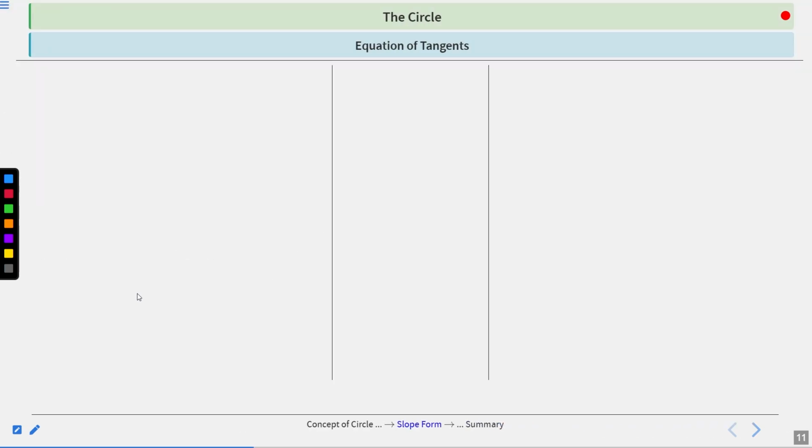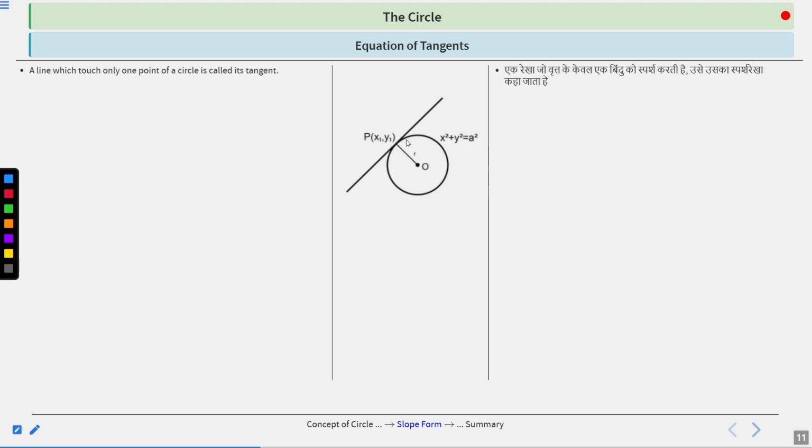Now let us see the equations of tangents. We are given a circle having equation x square plus y square equal to a square. Clear? So we have to basically draw a tangent at x1, y1, right? So a line which touches only one point of the circle is called a tangent. Clear?